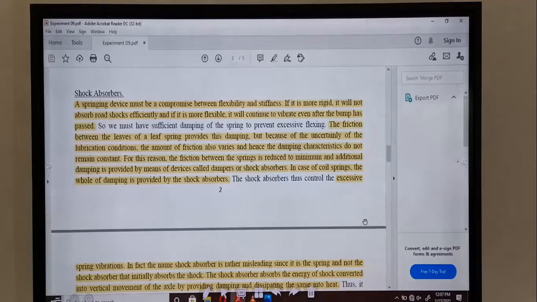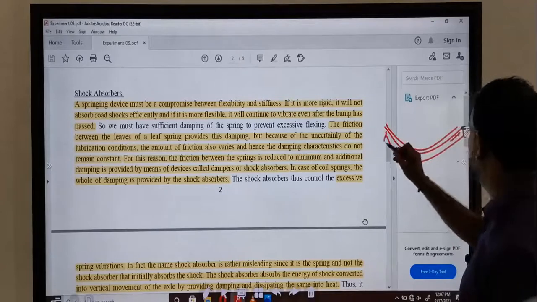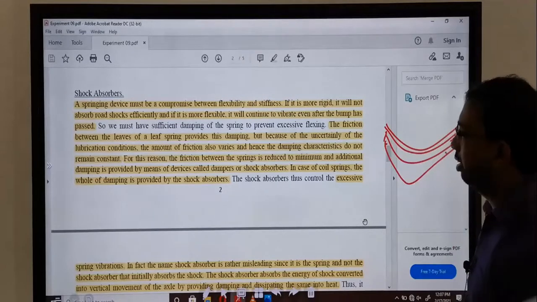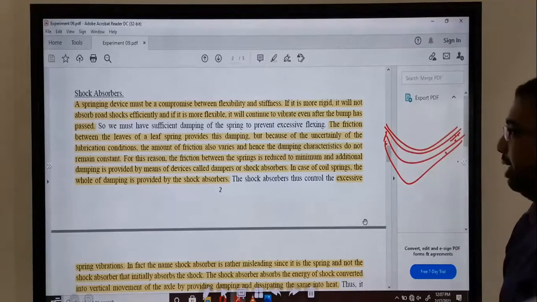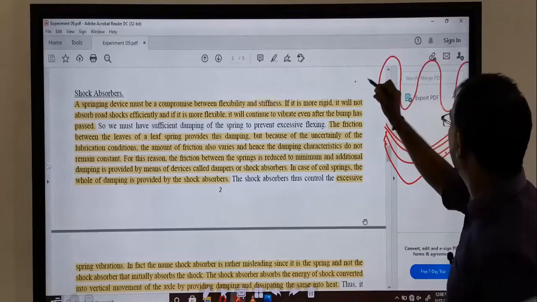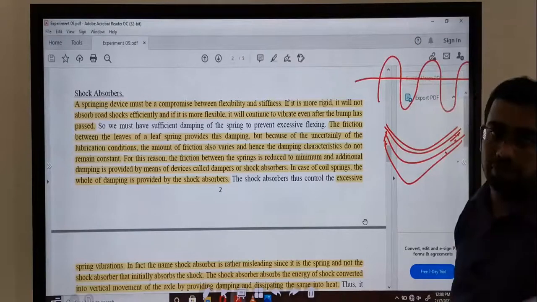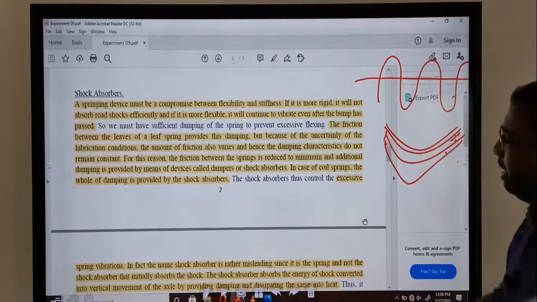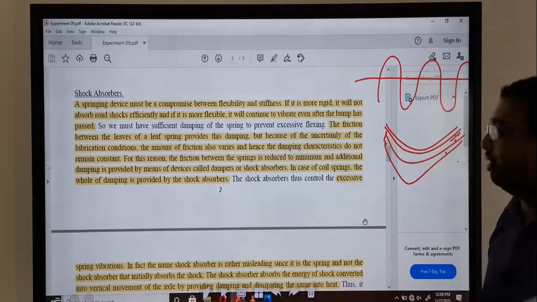So the friction between the leaves of the leaf spring provides this damping. This friction provides this damping. What is damping? Damping means there is an oscillation. This is the center level, this is upwards, this is downwards. The bumping of a socket or anything. But damping means, when it is more flexible, what will happen?